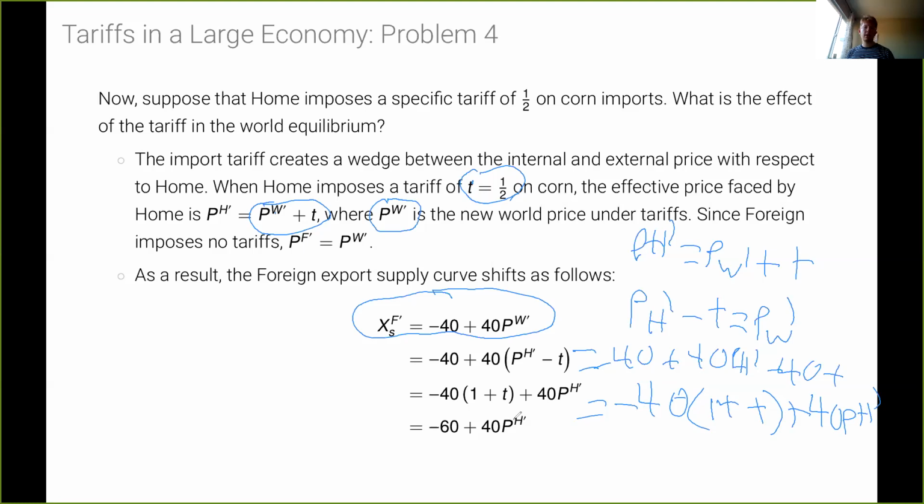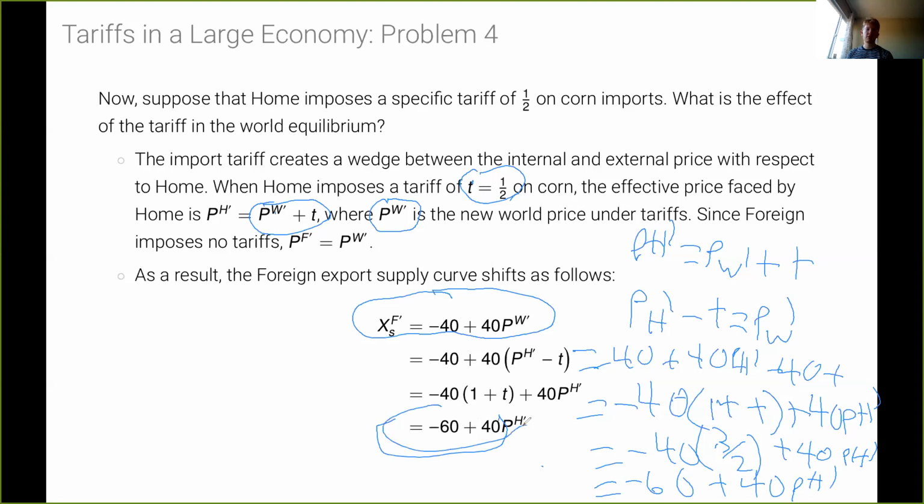If we know that T is equal to 1/2, then this is going to be 3/2 times 40, which is just equal to -60 plus 40 PH prime. I'll add in the 40 PH prime for completeness above. So that's how we figure out how the foreign export supply curve is going to shift as a function of the effective new price faced by home.